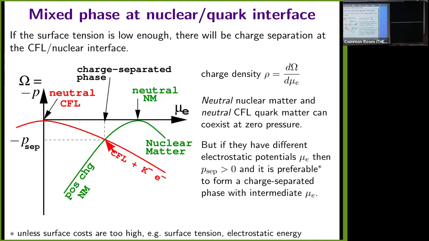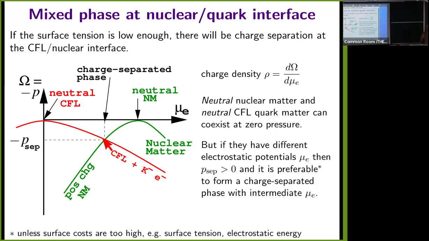The system says, oh, look, instead of having neutral nuclear matter and neutral quark matter, I can do charge separation. I can have negatively charged bubbles of quark matter surrounded by positively charged nuclear matter, and at least in terms of the bulk energy, they will both be more energetically favored than they were when they were neutral.